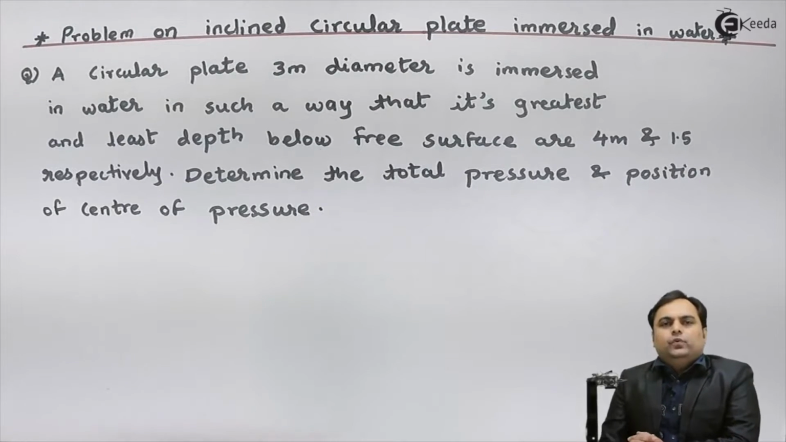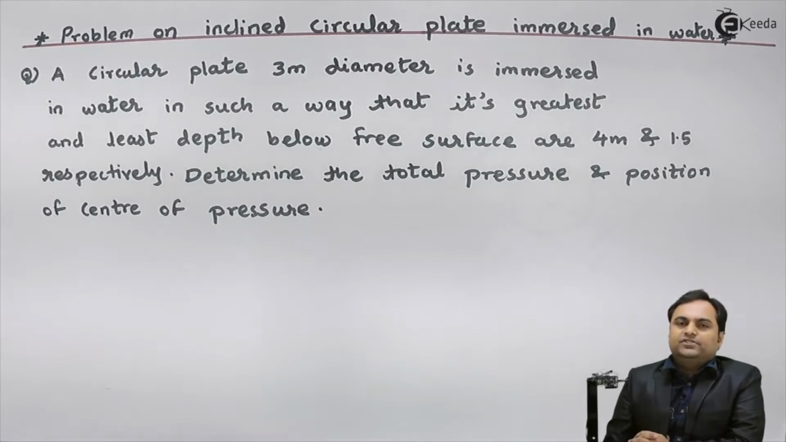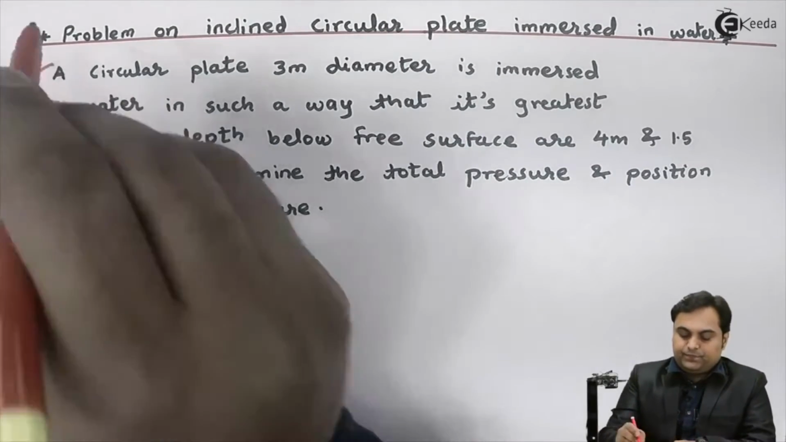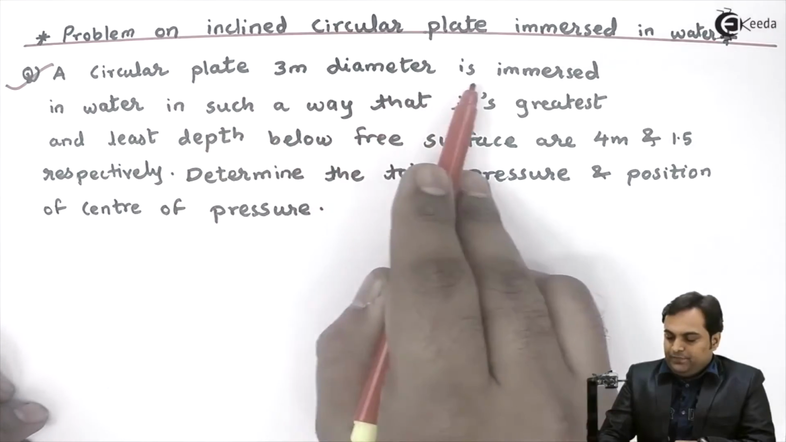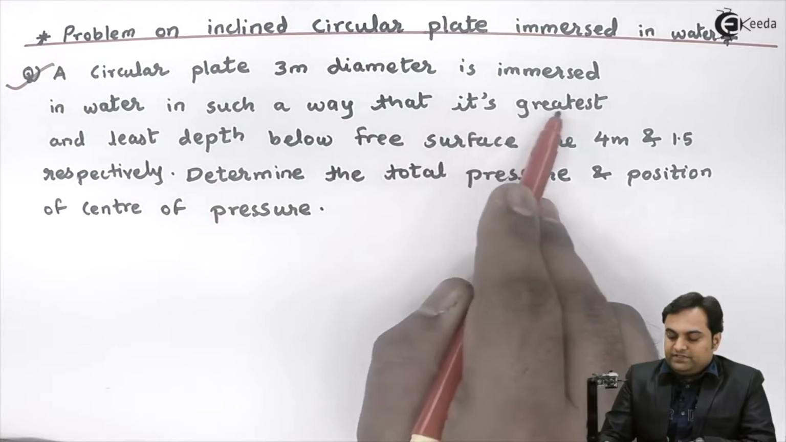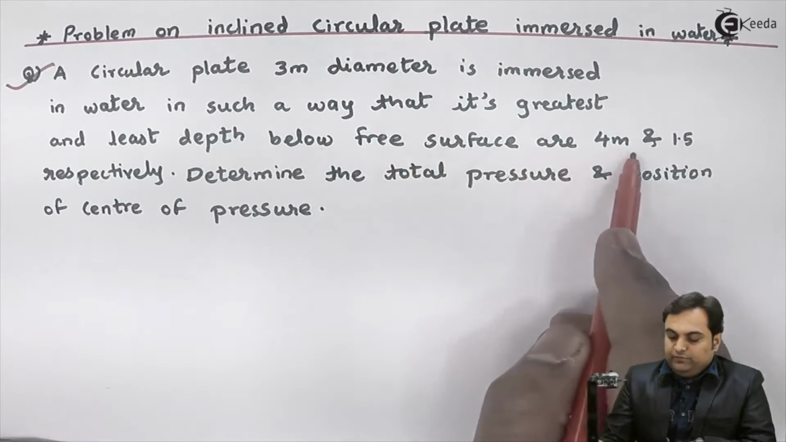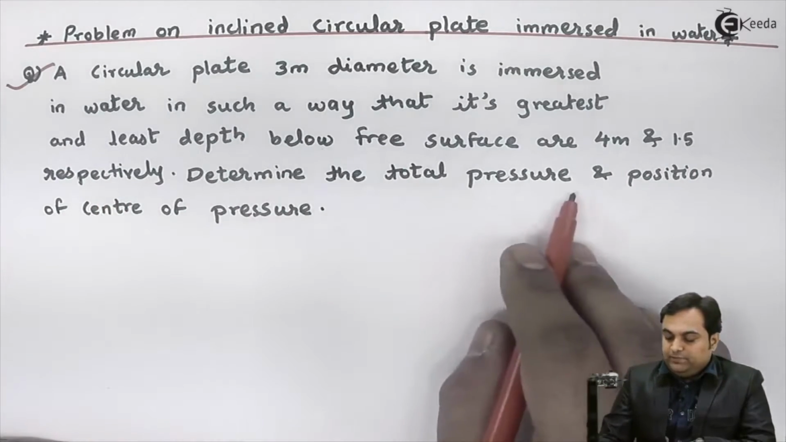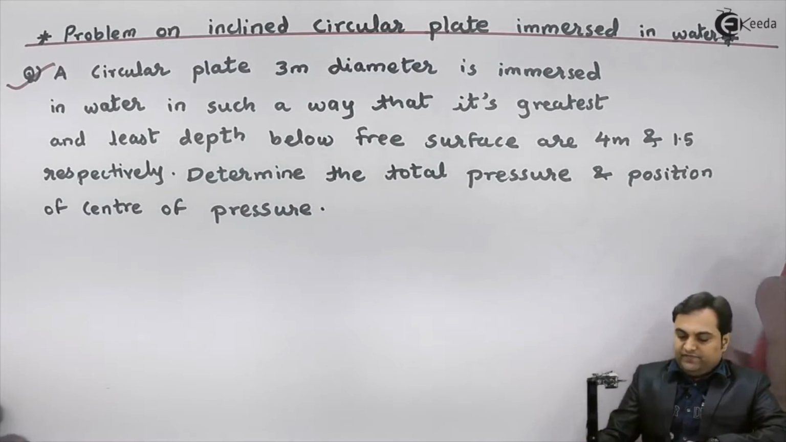Here in this video, we will see a problem of an inclined circular plate which is immersed in water. For that, we have a question here. A circular plate 3-meter diameter is immersed in water in such a way that its greatest and least depth below free surface are 4 meter and 1.5 meter respectively. Determine the total pressure and position of center of pressure. So this is the question which we have.